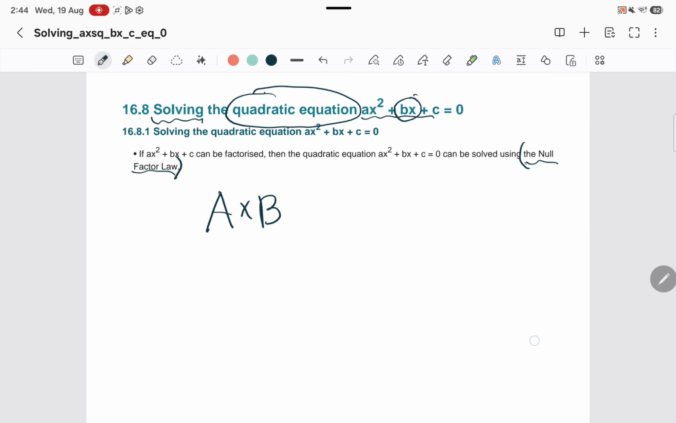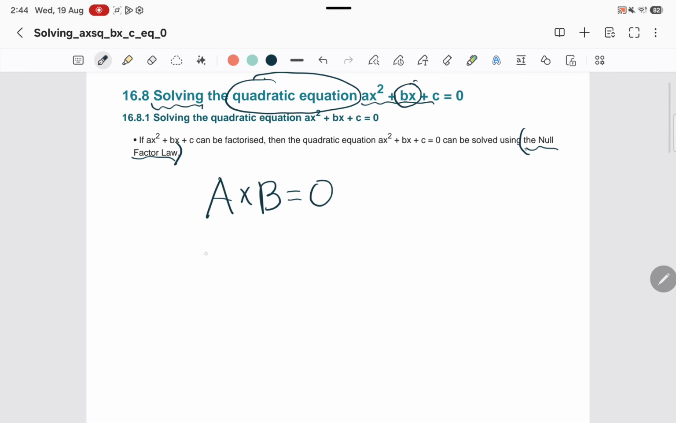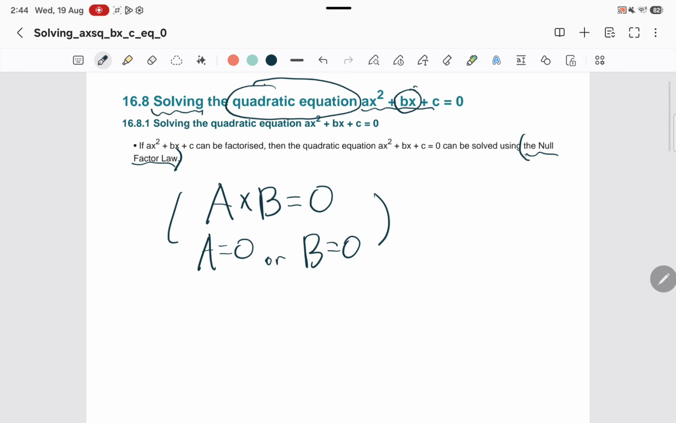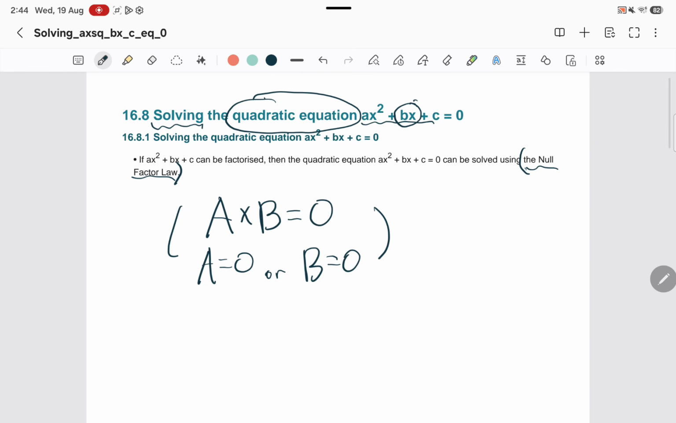when a times b equals 0, then it has to be either a equals 0 or b equals 0, or they both are 0. This is basically the null factor law, and it's not a new concept, pretty straightforward. Once you know this one, that's how factorizing expressions leads you to solving the equation.